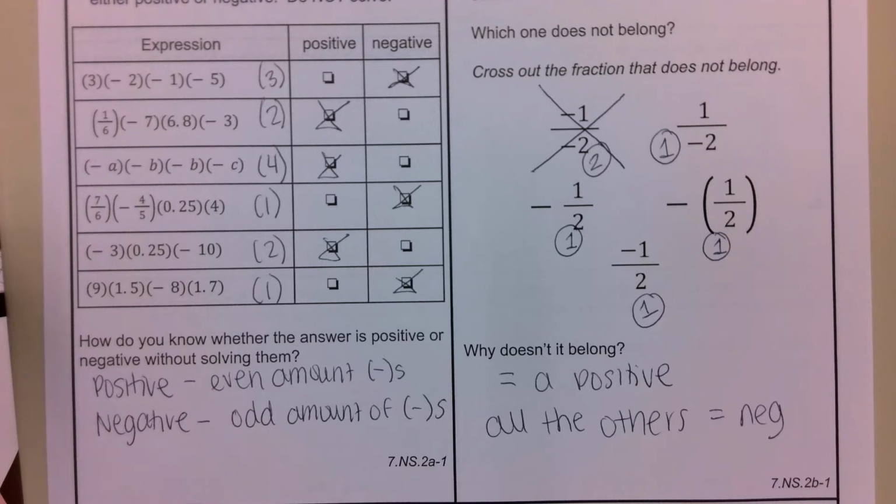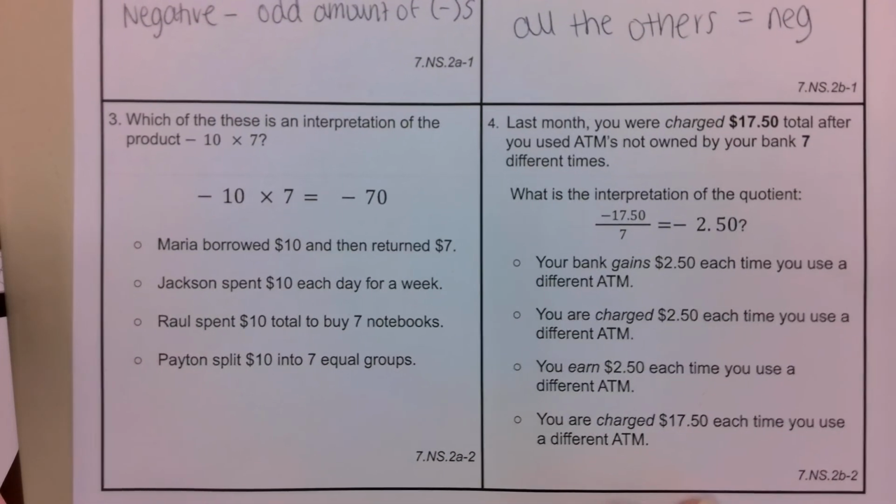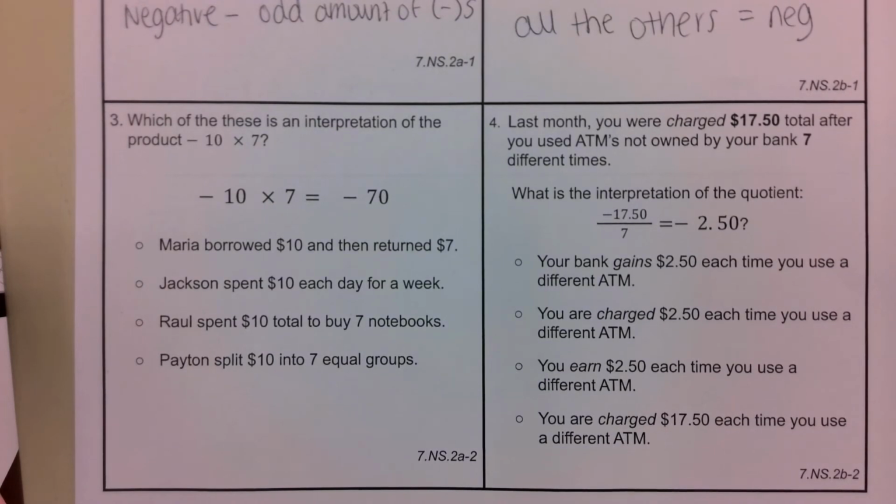Number 3, this is like the problems we did yesterday. So which of these is an interpretation of the product negative 10 times 7? Maria borrowed $10 and then returned $7. Jackson spent $10 each day for a week. Raul spent $10 total to buy 7 notebooks. Or Peyton split $10 into 7 equal groups. All right, so I have to think. Is it going to be addition, subtraction, multiplication, or division?